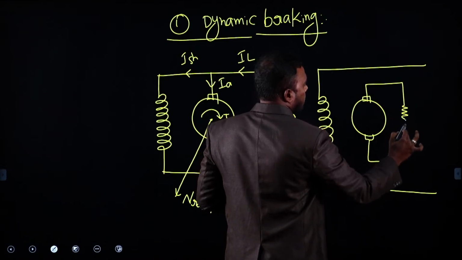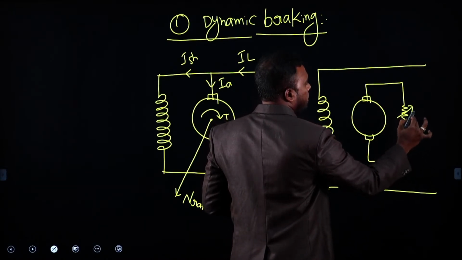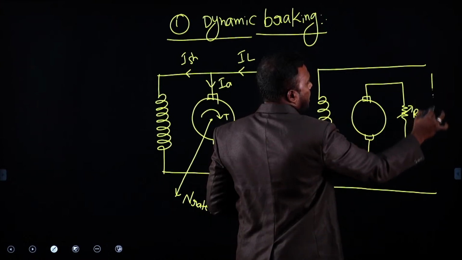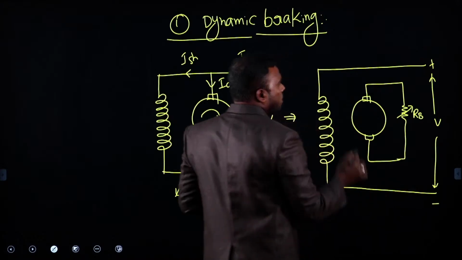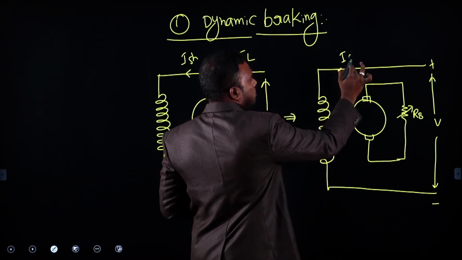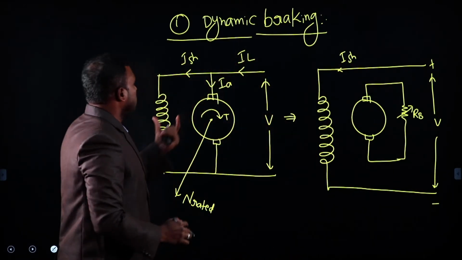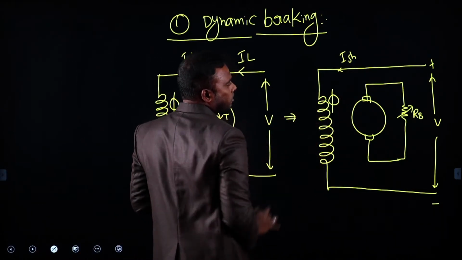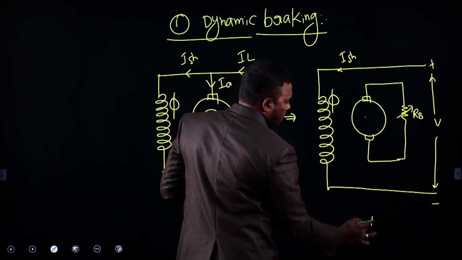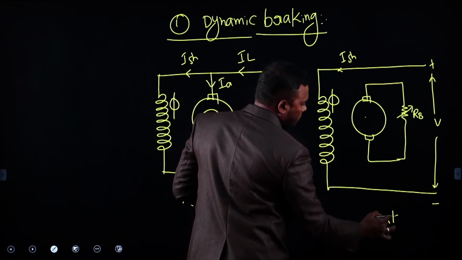The armature is disconnected and connected to a rheostat, which we call a braking resistor. Supply is there as it is to the field winding, no change. So field current will be there as it is, and whatever flux was there previously, the same flux is there here also. Now this is our braking connection. During braking, this is the figure.